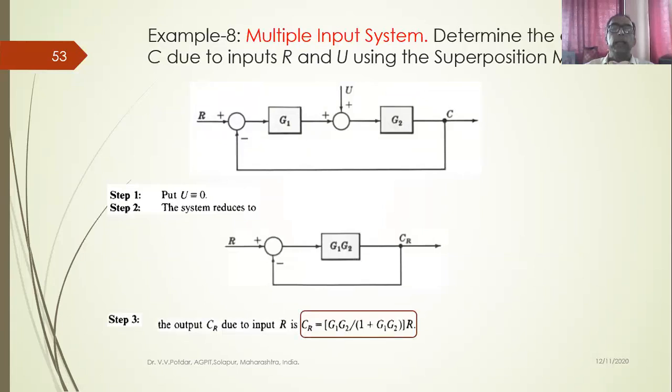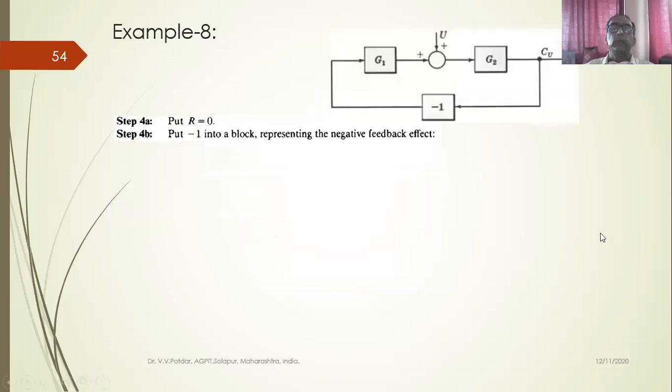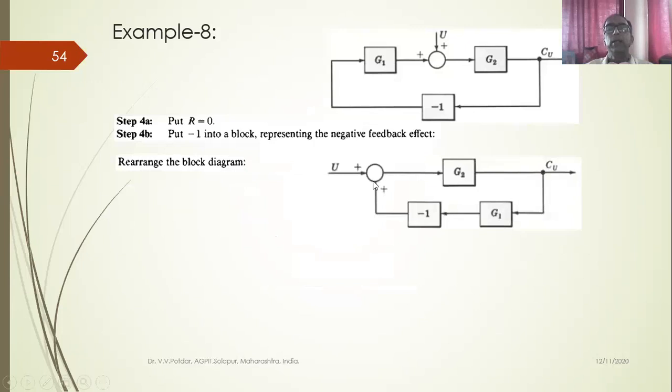Second, C because of U, I'm calling this C suffix U, with R equal to 0. Rearrange the block diagram. What has become? U has come here. The summing point is rearranged. Same block diagram, rearranged. Now G1 has become the feedback element. Minus G1 will become with a positive sign, or positive feedback sign. Or I can put this sign here and call this positive. One and the same.